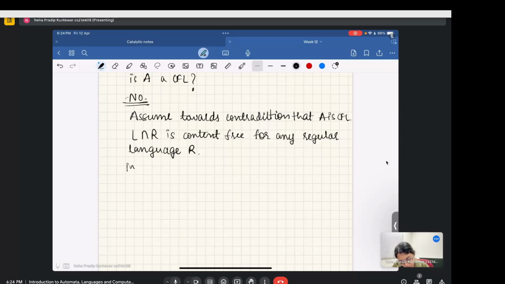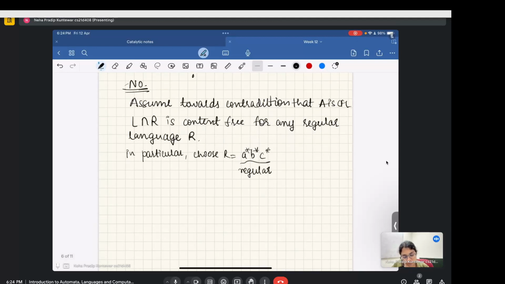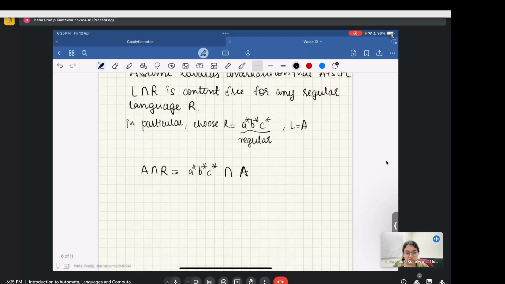So in particular, choose R to be a* b* c*. That is any number of a's followed by any number of b's followed by any number of c's. This is a regular expression, and therefore we know that this is regular. And choose L to be A. Then what does A intersection R look like? This is a* b* c* intersection A, and A basically says that the number of a's is equal to the number of b's is equal to the number of c's. So this is nothing but a^n b^n c^n, where n is greater than or equal to 0.